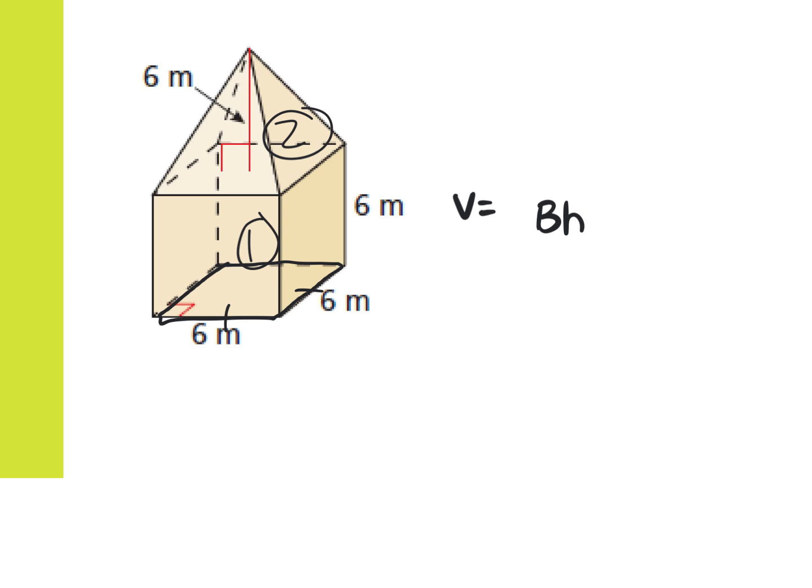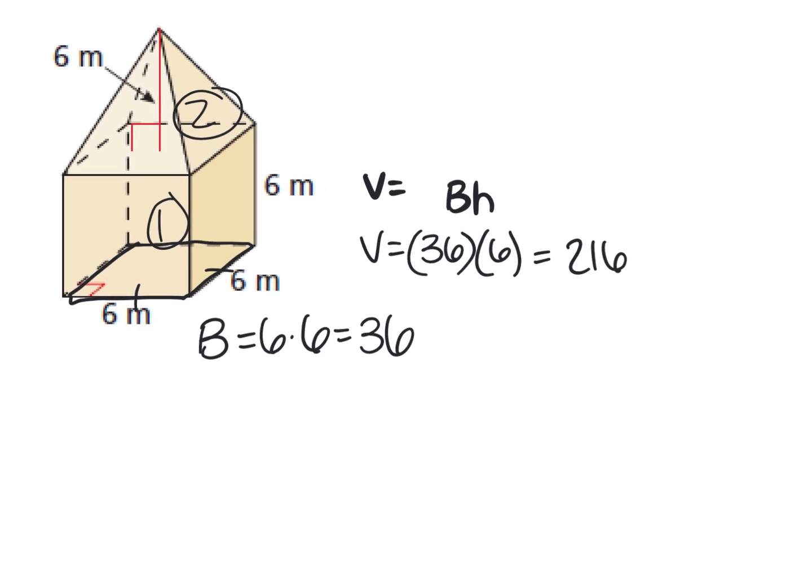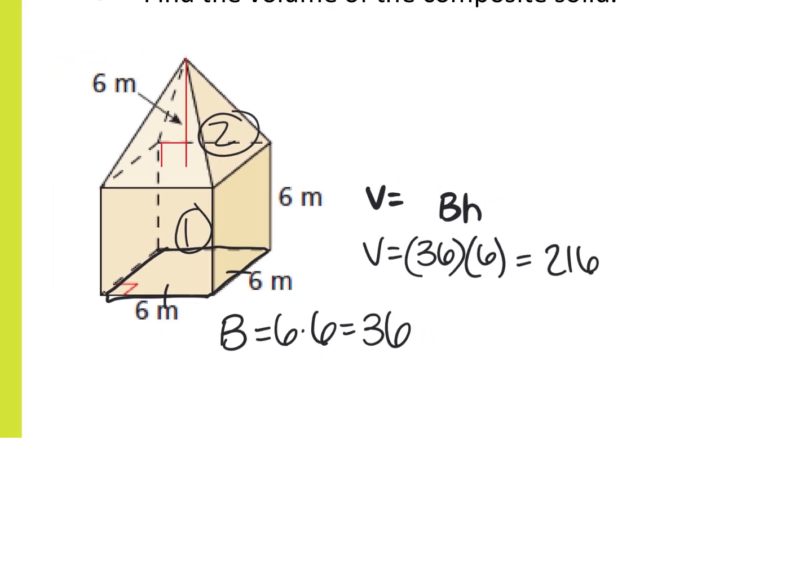How do you find the area of a square? Base times height. So 6 times 6, which gives me 36. So I'm going to say the volume of this prism is 36. What's the height of the prism? It's also 6. What's 36 times 6? 216. Am I done with the volume of the prism? I'm not? Of the prism, meters cubed. Thank you.